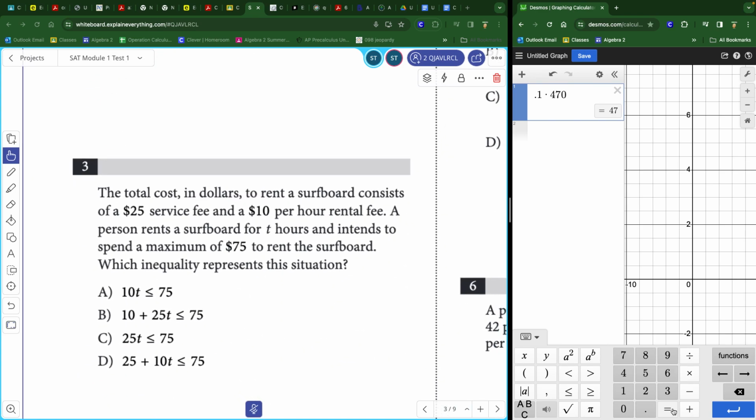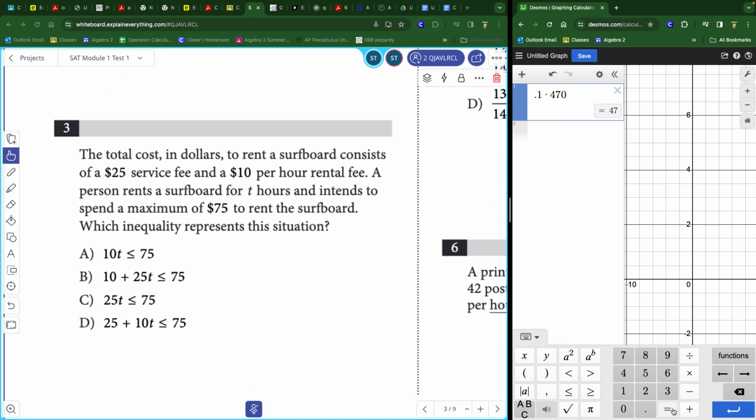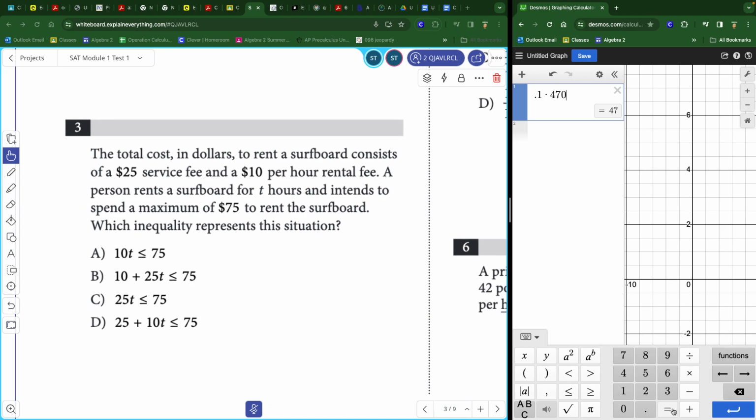Number 3: total cost in dollars to rent a surfboard is a $25 service fee plus $10 per hour. So there's a slope. Remember that word per. It's going to cost you $25 plus $10 per hour, like this. There's our units on it. If you multiply it by t, and t represents the number of hours, you can see that hours would cancel, giving you dollars plus dollars. So essentially, it's going to cost you $25 plus $10 times t.